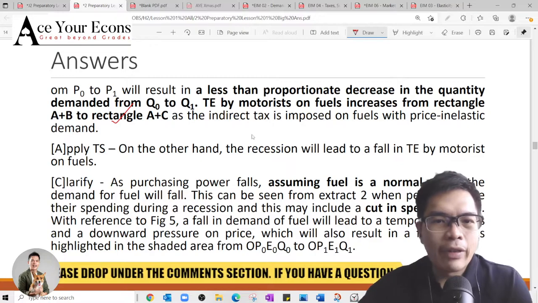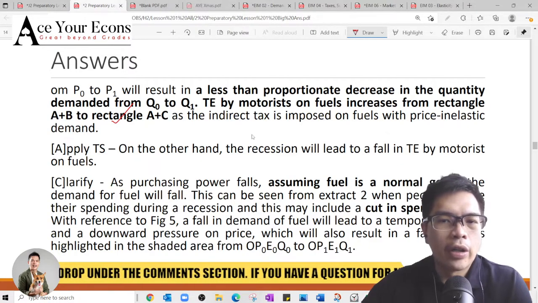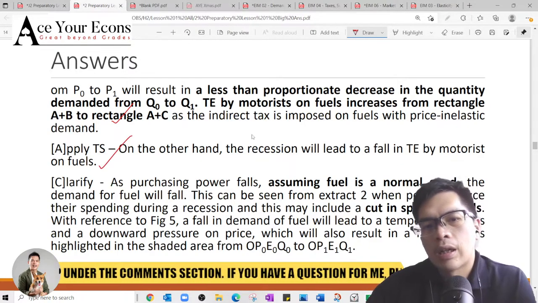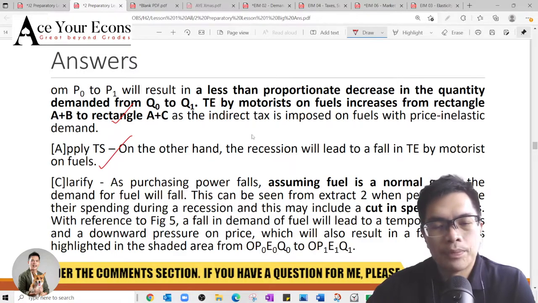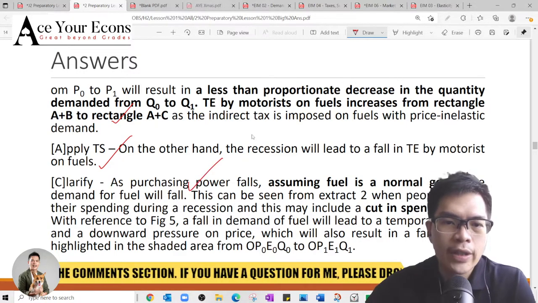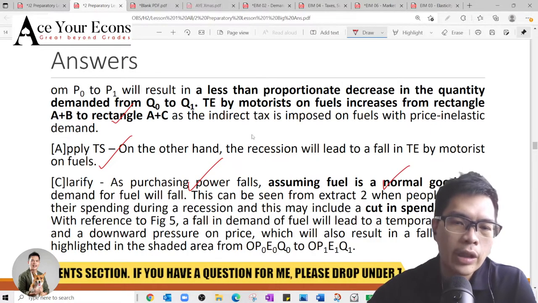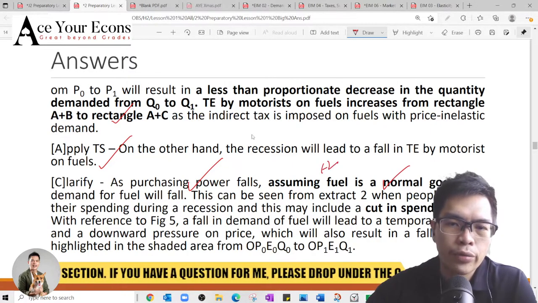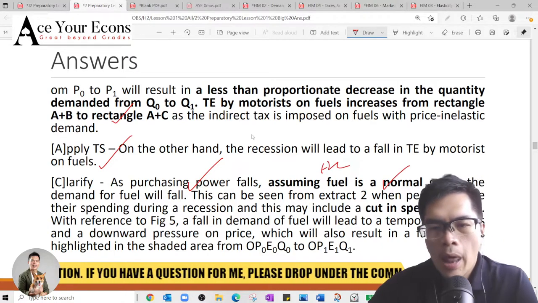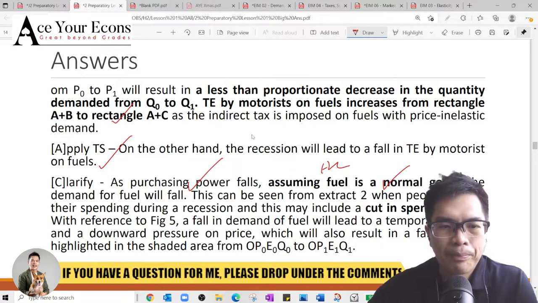Right, so on the other end, we can see that the recession will lead to a fall in your total spending. Okay, you can see that as a result of a recession, income and purchasing power will fall. Fuel is a normal good. This is a good assumption if you are a H2 student. If not, you don't need that. And this will lead to a fall in demand.